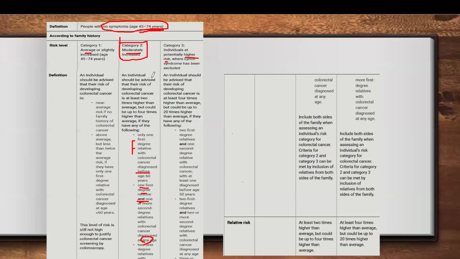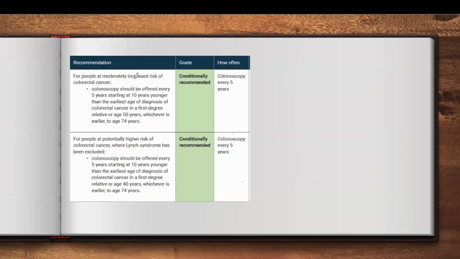So what do the guidelines say for moderately increased risk? You will be doing colonoscopy every 5 years. So this patient will have colonoscopy every 5 years, starting at 10 years younger than the earliest age of CRC in a first degree relative, or 50 years, whichever is earlier. Let me explain this to you.